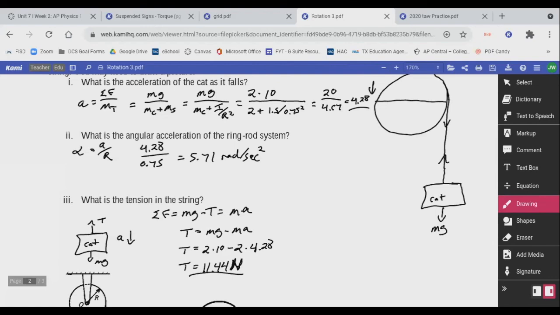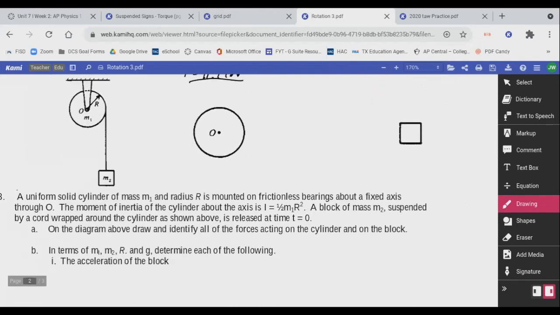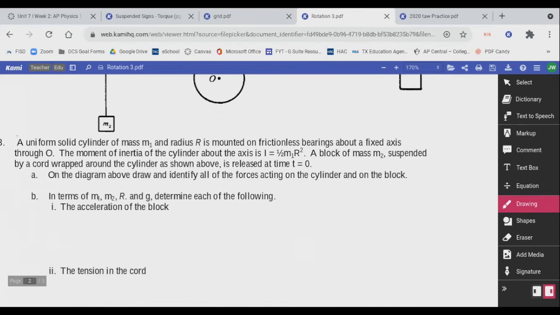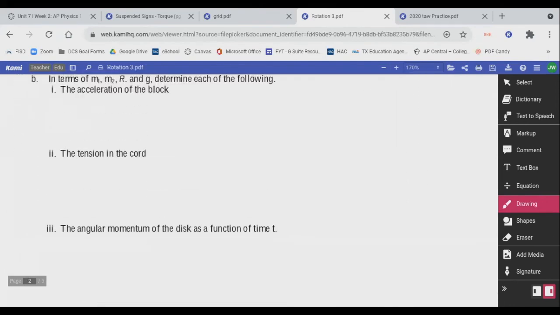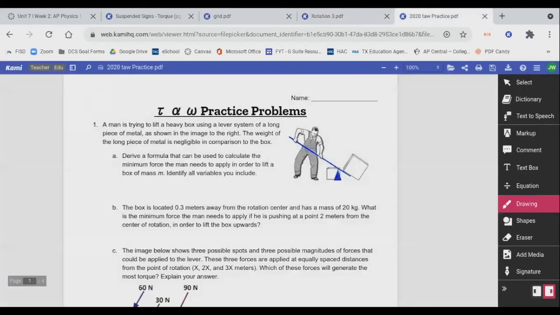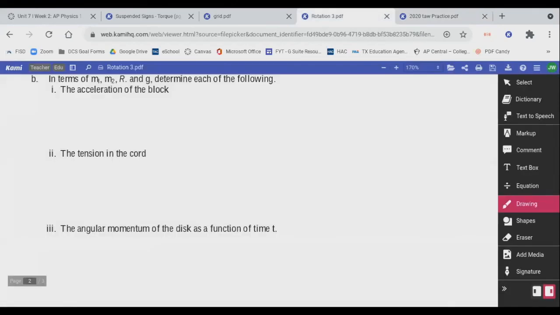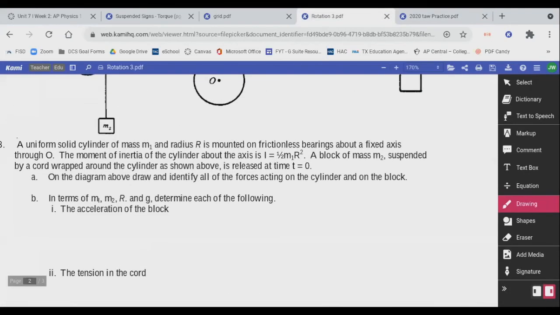I think the next problem is doable based on what we've talked about in our notes. As long as you have the notes, you can get through number 3. That gets you to the bottom of the page, which will then finish this all together. And then you'll go to the torque, acceleration, velocity practice problems. That part is for homework. So finish up number 3. Let me know if you have questions. And then for homework going into next class will be that last page. Those are the things that I want you to work on between now and next class.